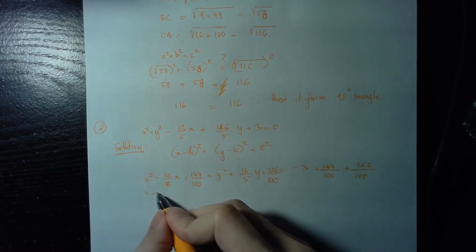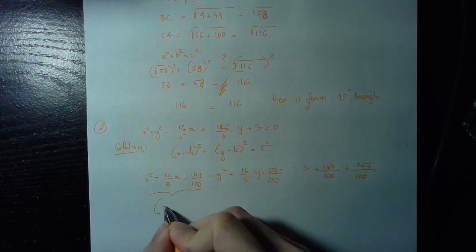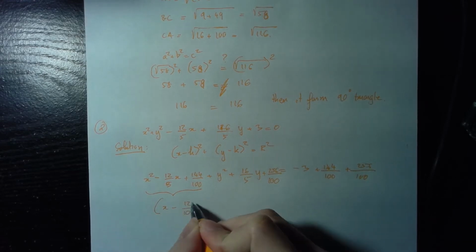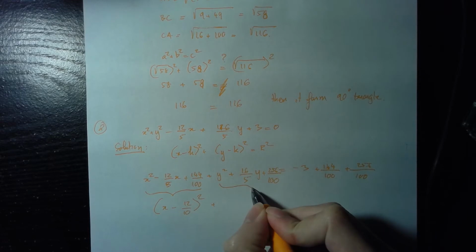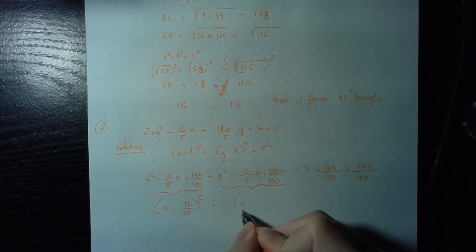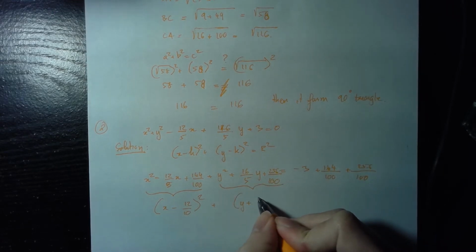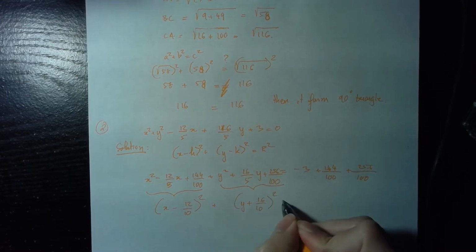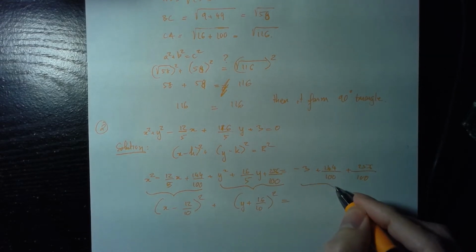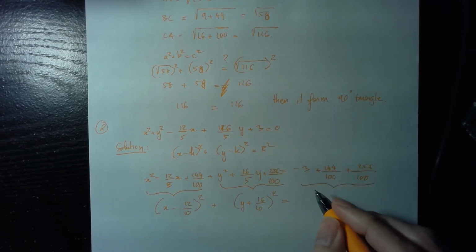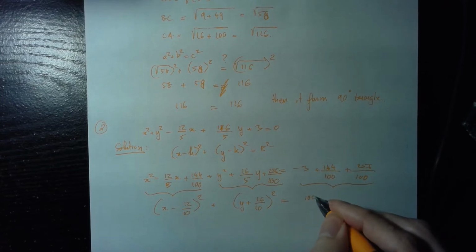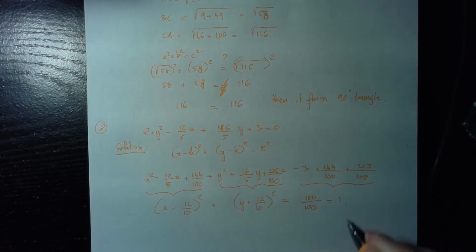Then the first three terms here will create a perfect square, and the last three terms here also create a perfect square. Okay, and I add these three numbers here. It gives you a very wonderful number, 100/100 equals 1.